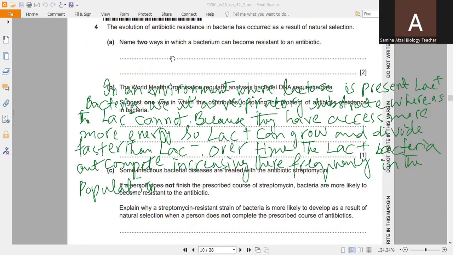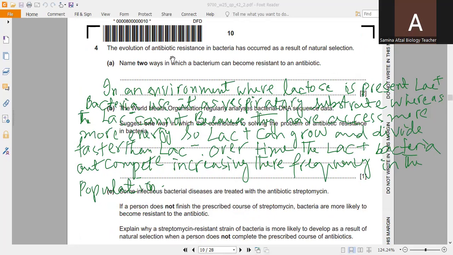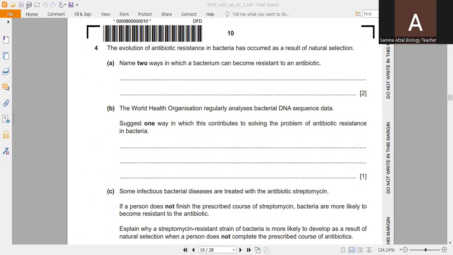Question number 4, the evolution in antibiotic resistance in bacteria has occurred as a result of natural selection. Name 2 ways in which a bacterium can become resistant to an antibiotic. So we have to write the 2 ways. According to this, I would like to write that the one is mutation. What is mutation? It is a random or sudden change in the DNA of an organism, in its number or type, or you can say structure of the DNA.